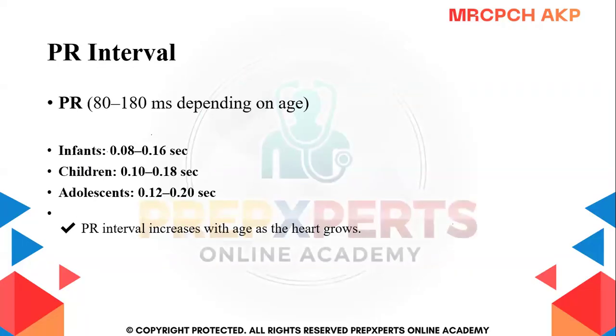Okay, coming to the PR interval. So what is the normal PR interval? It obviously increases with age as the child is growing. Okay, but for your understanding, you should know that it should be less than 0.2 seconds, or you can say 200 milliseconds.